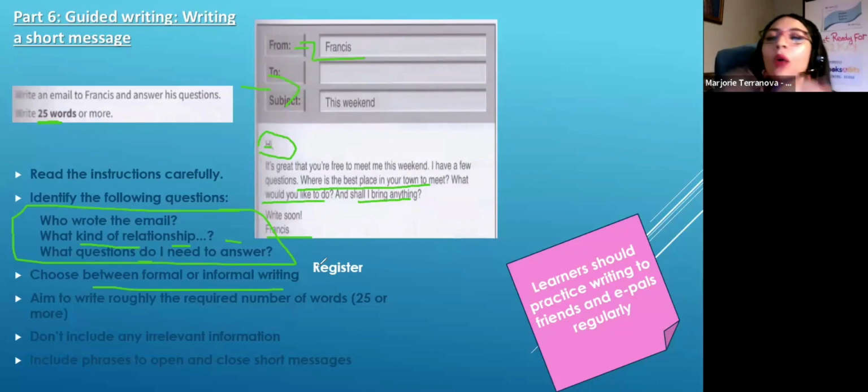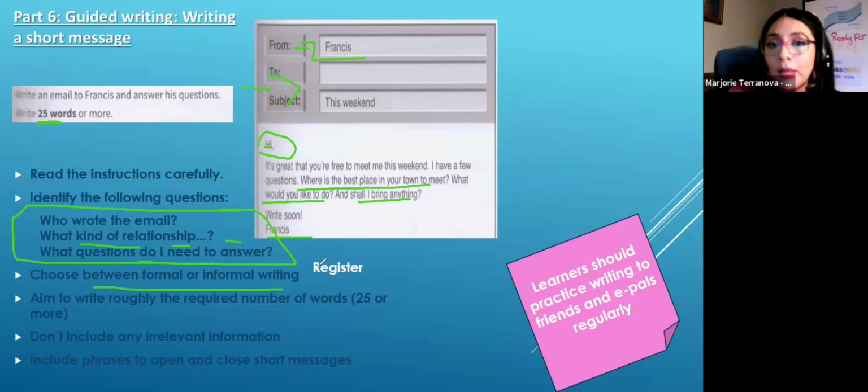So how can you practice this in class? Well, first, to introduce them, okay? You can copy the same format. Hi, Francis. And then give them examples of introductions. Francis started with, it's great that you're free to meet me this weekend. You can reply to them with, oh, I'm so happy to hear from you. Thank you for your email. And then you start answering your questions, okay?